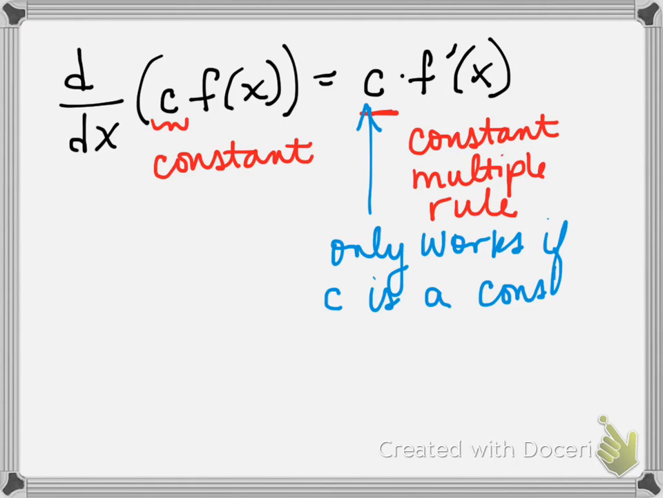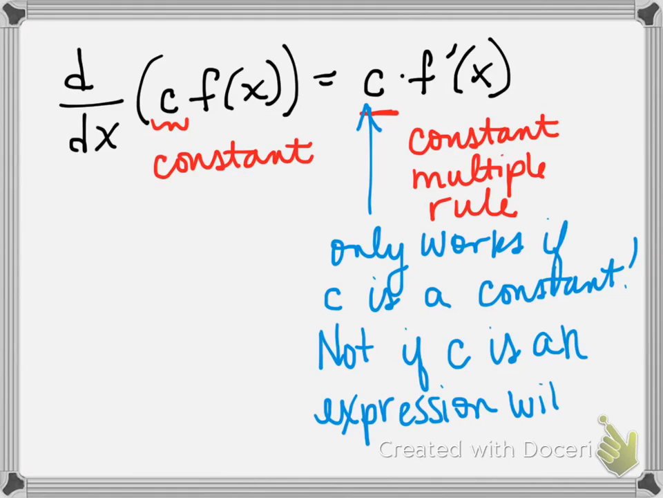I want you to realize that this only works if c is a constant. It does not work if c is an expression with an x in it. So I cannot use this constant multiple rule if c has an x in it at all, or if it's x. The derivative of x times f of x is not x times f prime of x. It only works if c is a constant.